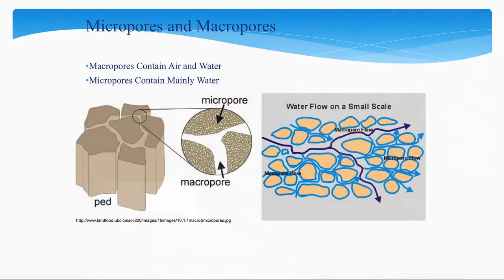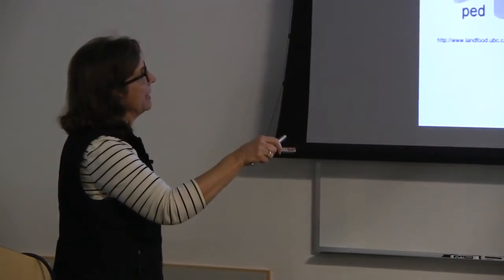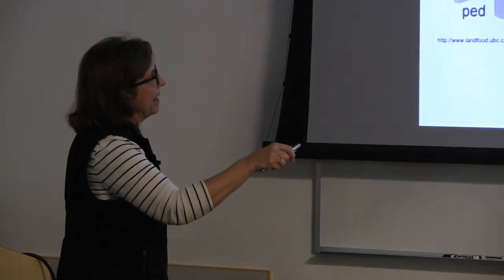So again, we've talked about the concept of macropores and micropores. Mostly it's the macropores that are going to have the air and water, and it's the micropores that are going to have mostly water. So that kind of gets back to your question. The more micropores you have, the more likely they're filled with water. But it does depend a little bit. So you can see these little teeny tiny spaces up there. Here's my handy dandy pointer. These are little tiny micropores, and this is a macropore.